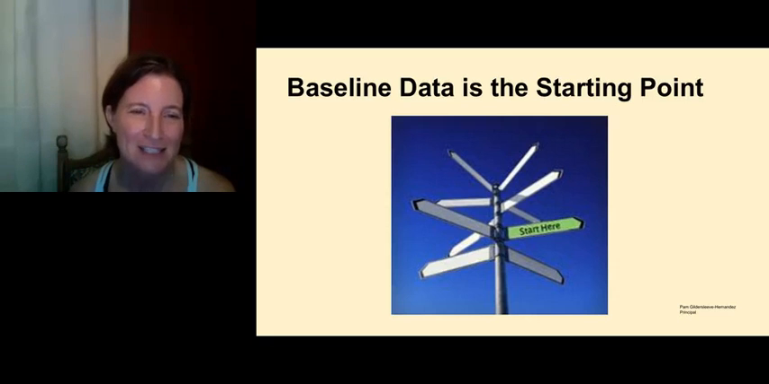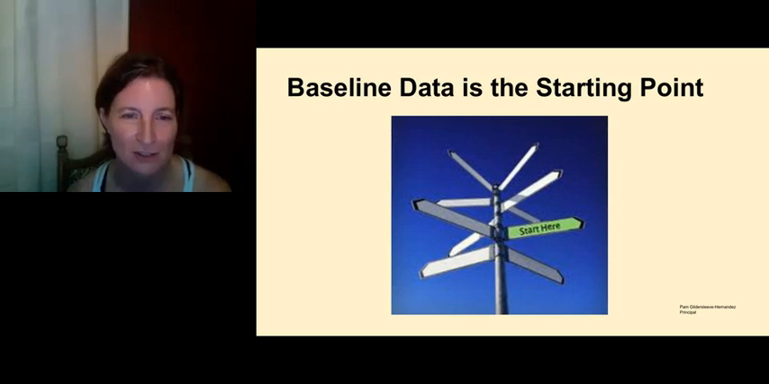Baseline data is a starting point for writing good goals for IEPs. It gives us the data or the information that we will later compare other data to determine if a student is making progress on their goals and if the interventions that are being put into place are being successful.